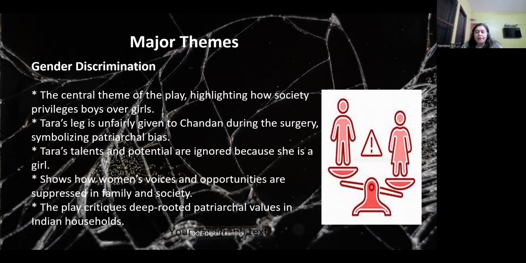I just want to add some added information here. I've used this theme for the PPT theme of a broken mirror to highlight how a broken mirror also indicates broken relationships or fractures in relationships due to the discrimination.